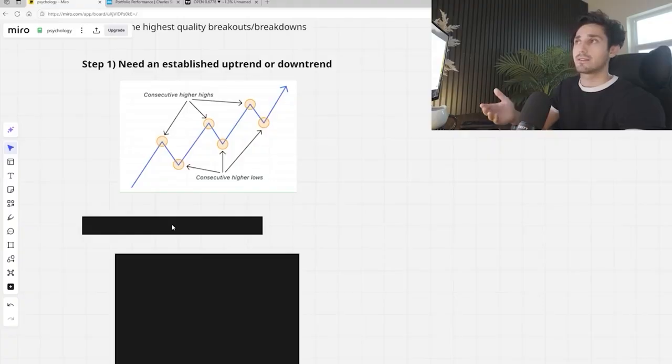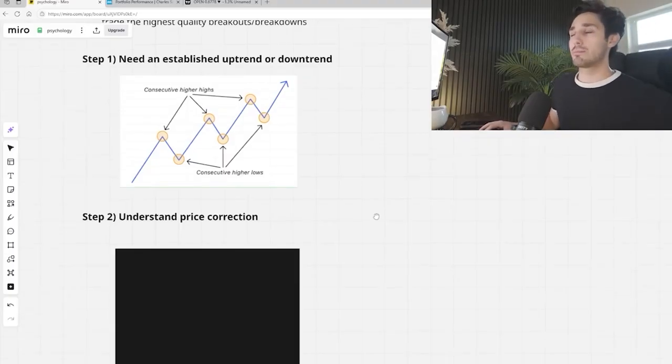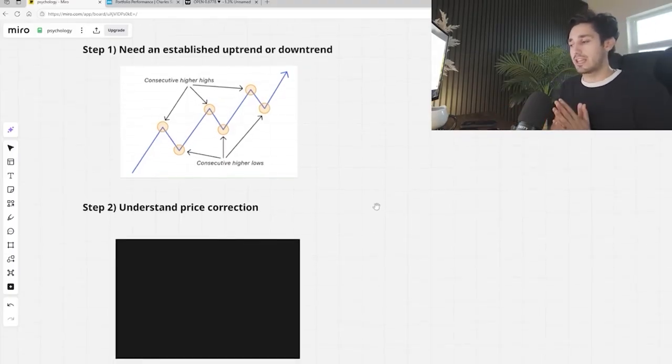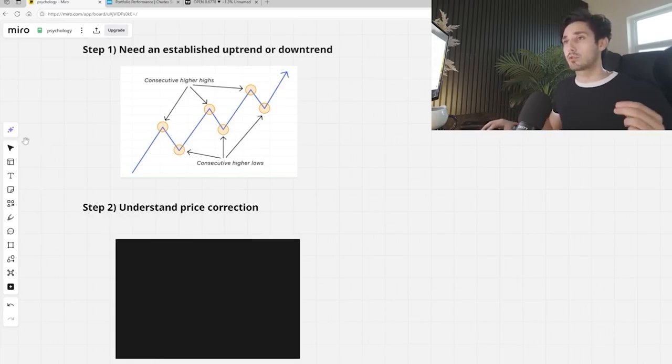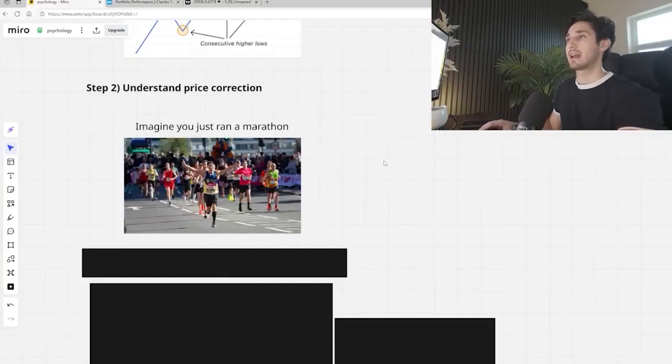And once you've identified that there's an uptrend or a downtrend, great. You need to understand why the breakout even exists. Like, what's the concept behind the strategy? And to understand that, you need to know what price correction is, and what price correction is within an uptrend or a downtrend. So let's get into it.